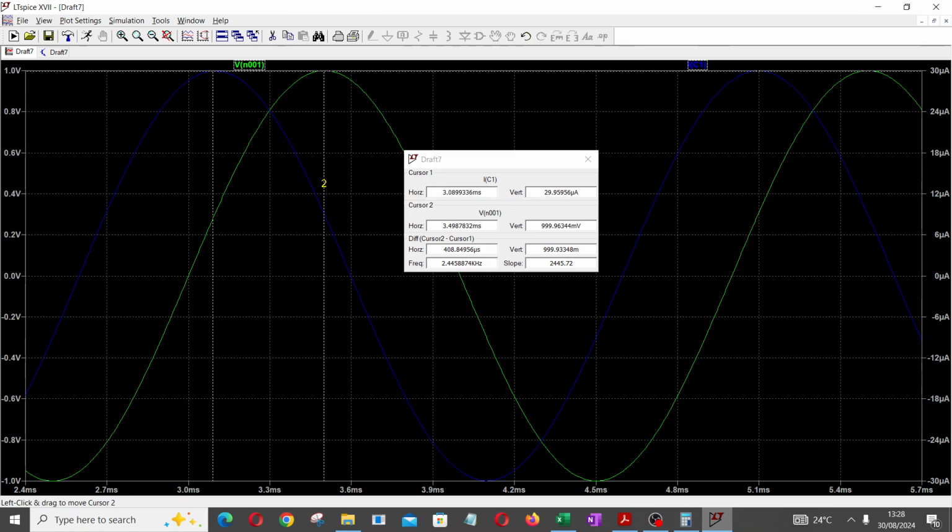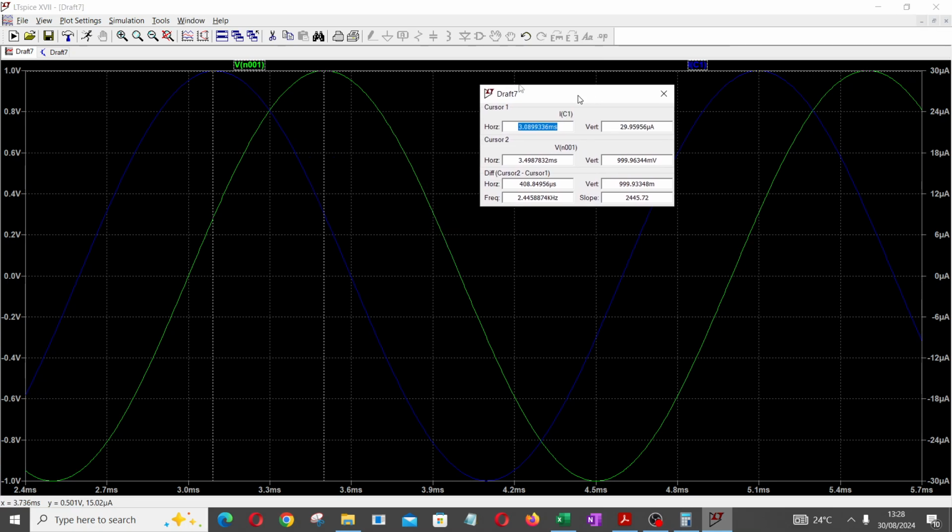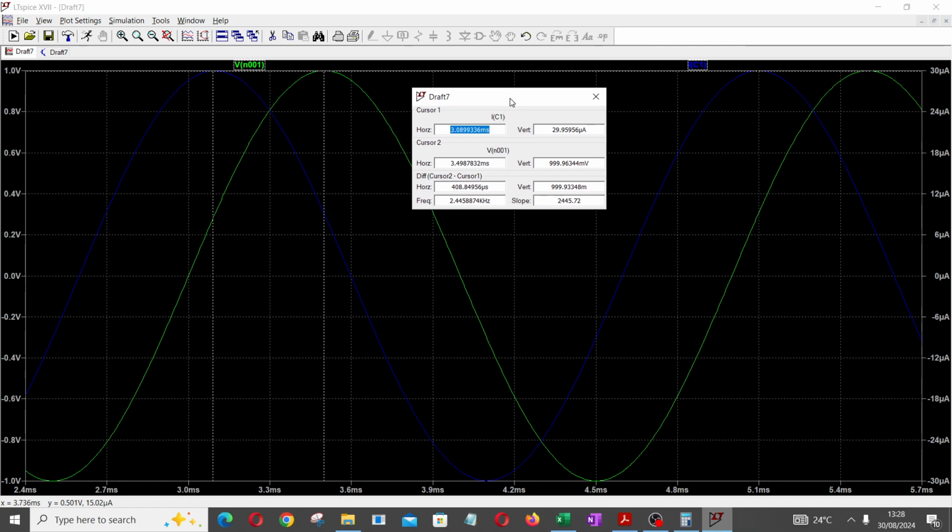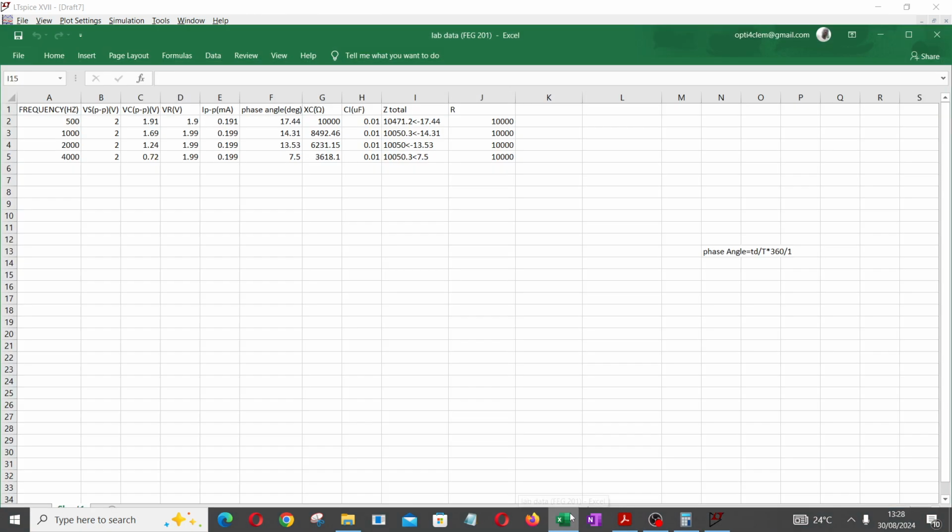So when you look at the two of them from the cursor display, it will show you the cursor difference, cursor 2 minus cursor 1, which is 408.84956 microseconds. That's the time by which the current waveform is leading the voltage waveform. It's leading it by 408.849 microseconds.